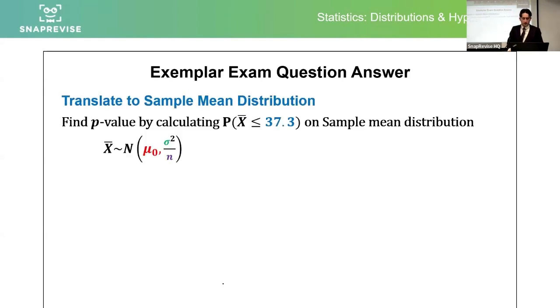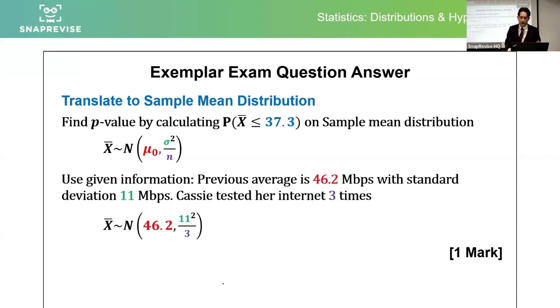So for the sample mean, we take the sigma squared over n. We have to be really careful inputting this into the calculator. We keep the mean the same. So we still keep the mean we believe as 46.2, but we do 11 squared divided by 3. And obviously, when you put that in your calculator, you root it, because the calculator asks you for sigma, not sigma squared. So you'd have 11 over root 3.